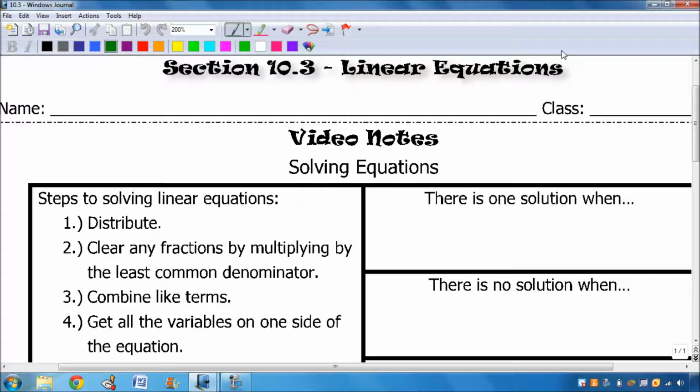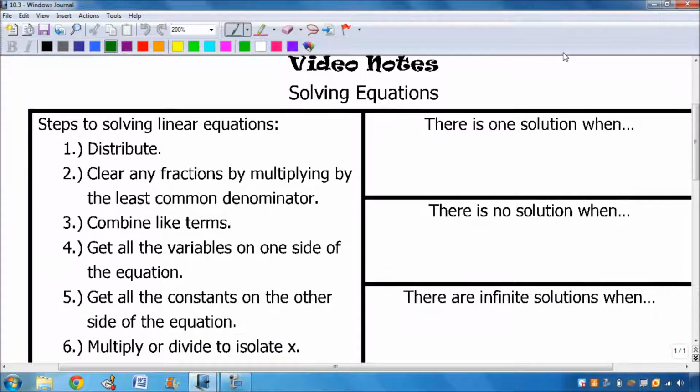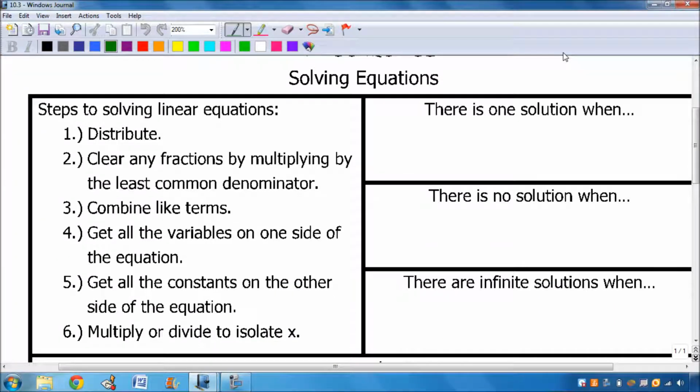Hi, ladies and gentlemen. We are on page 13, looking at section 10.3, which is on solving linear equations. And if you notice, there is a list of steps that you need to follow in order to solve linear equations, which is all stuff that you already know.